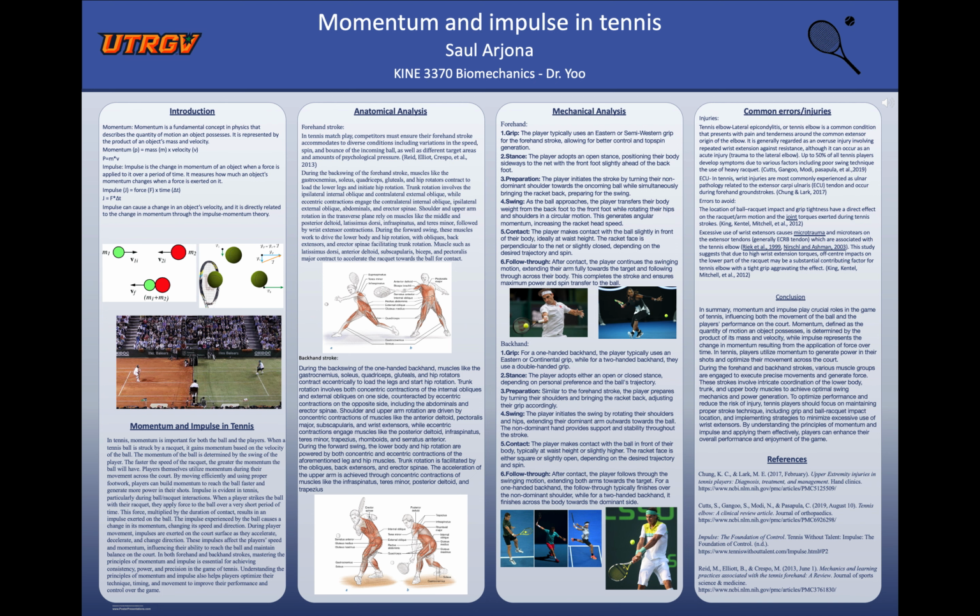During the forehand and backhand strokes, various muscle groups are engaged to execute precise movement and generate force. These strokes involve intricate coordination of the lower body, trunk, and upper body muscles to achieve optimal swing mechanics and power generation. To optimize performance and reduce the risk of injuries, tennis players should focus on maintaining proper stroke technique, including grip and ball-racket impact location, and implementing strategies to minimize excessive use of wrist extensors.